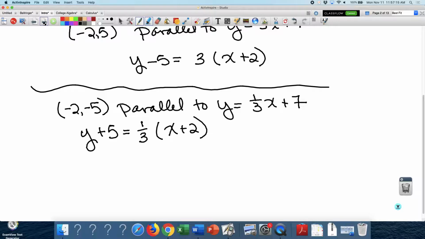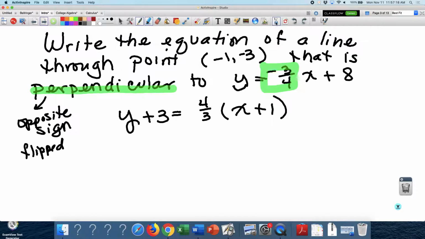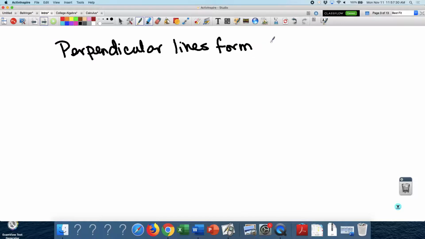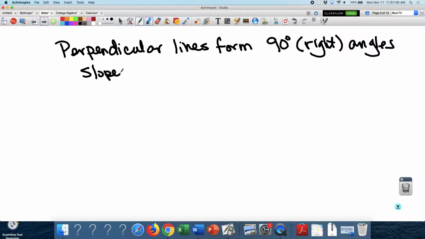Okay, so now I want to talk about perpendicular. Perpendicular lines form 90-degree angles, or right angles. Their slopes are opposite in sign and reciprocal, which means flipped.